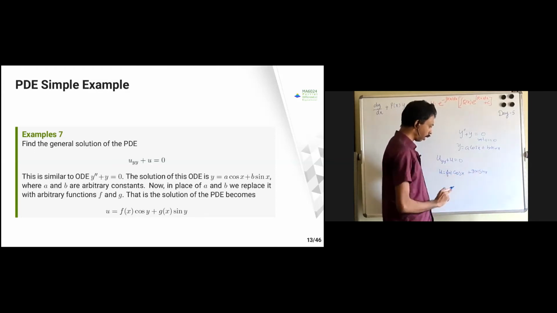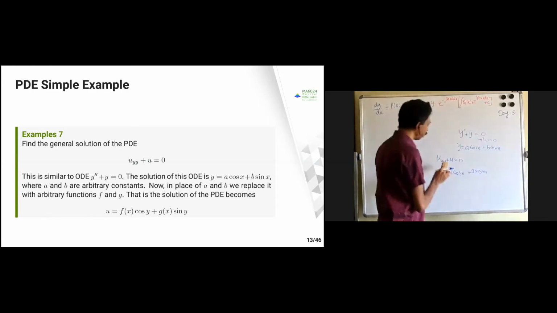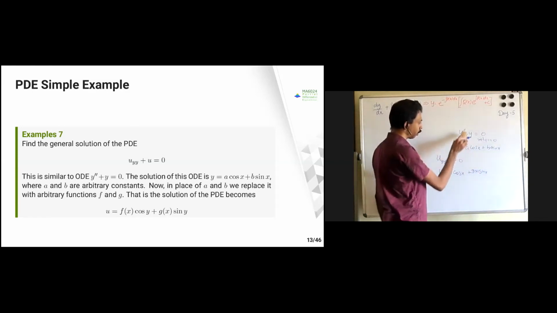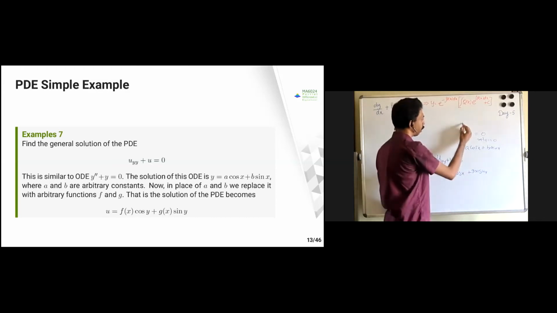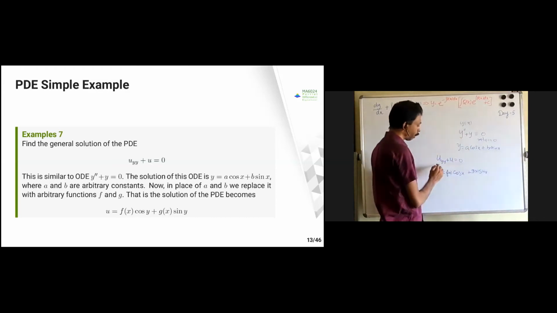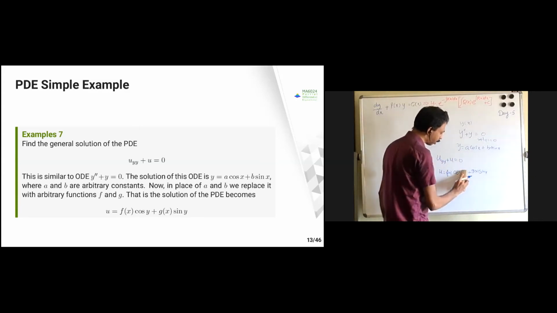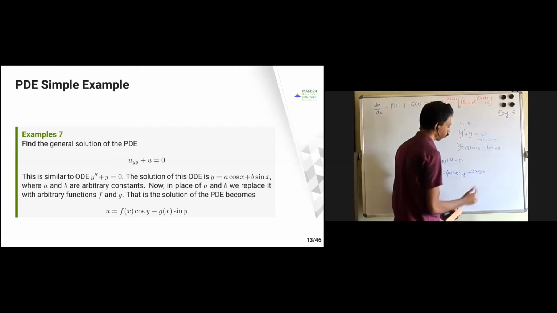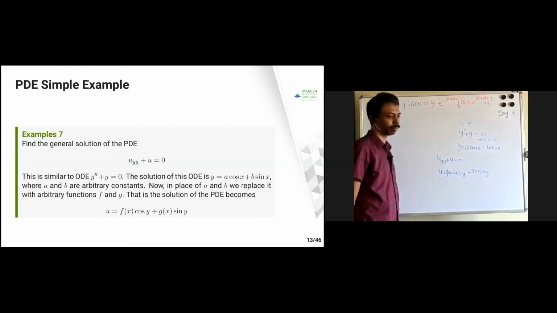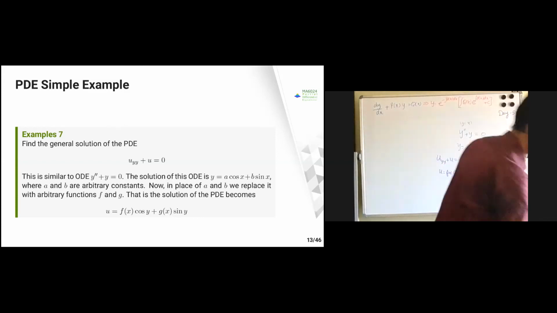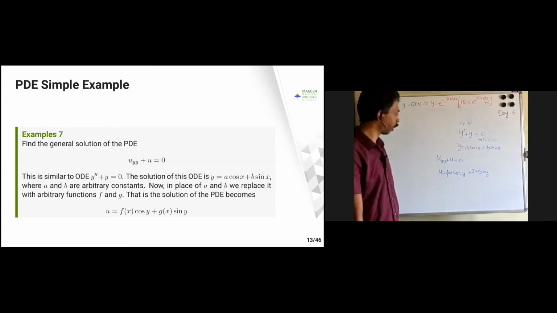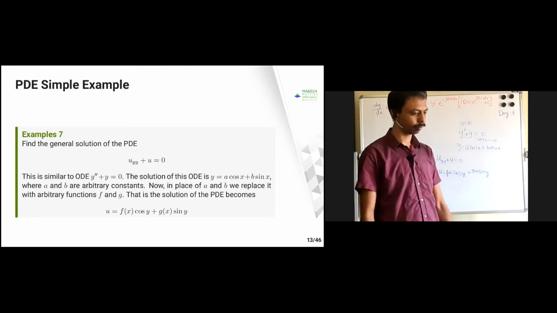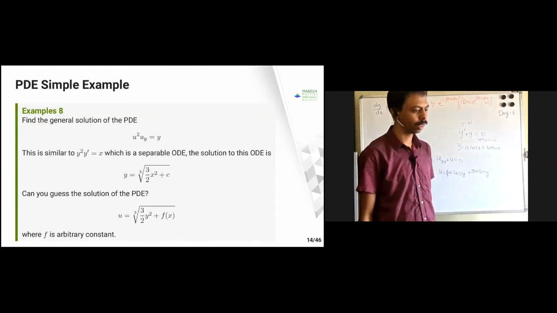Sorry, one mistake I made. What is the mistake? This is with respect to y, right? So here u is a function of x comma y. So I'm just integrating with respect to y. Therefore, this would not be cos x, this would be cos y, and this would be sin y. Fine. Any doubts? Okay, fine.